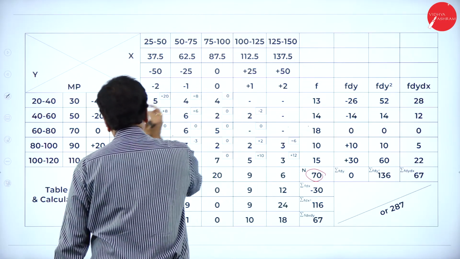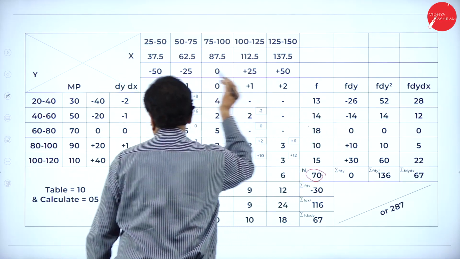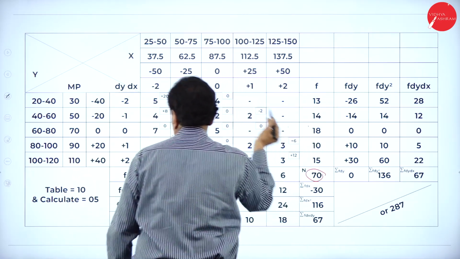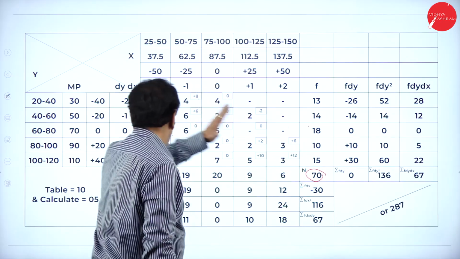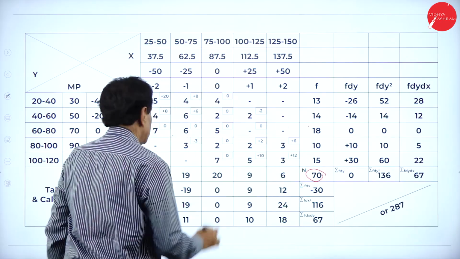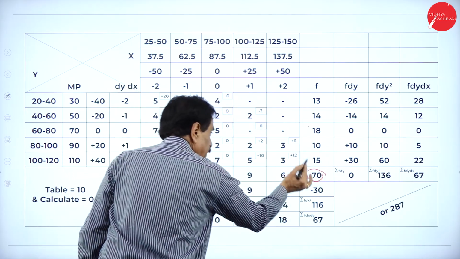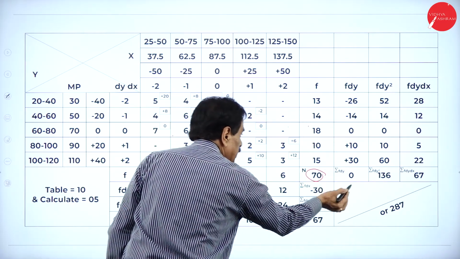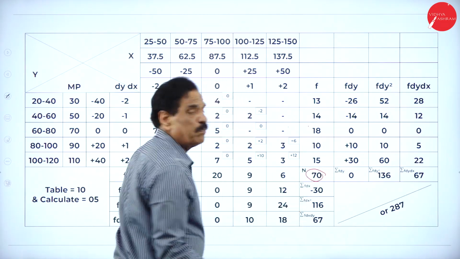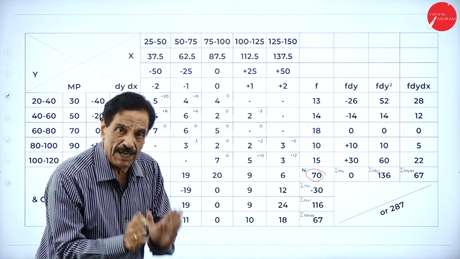Same, 14 into 0 is minus 14, minus into minus plus 14. 18 into 0 is 0, 0 into 0 is 0. 10 ones are 10, 10 ones are 10. 15 twos are 30, 30 twos are 60. Hope you understand. I will repeat now.